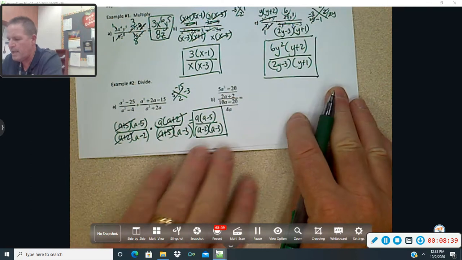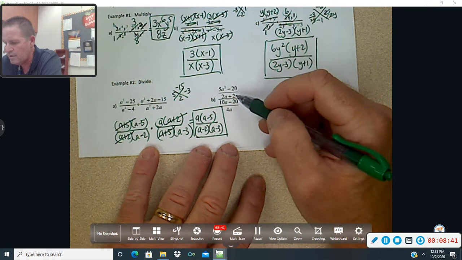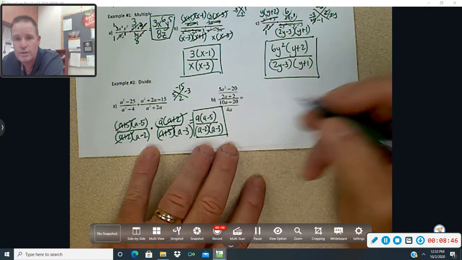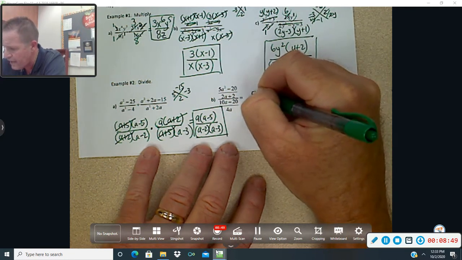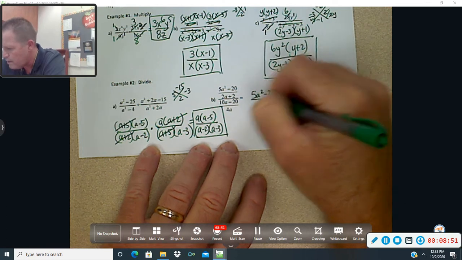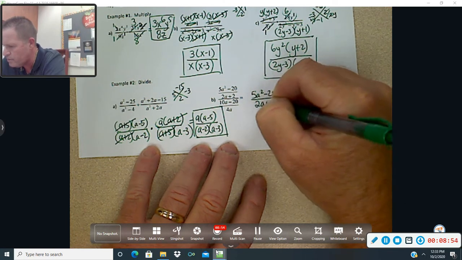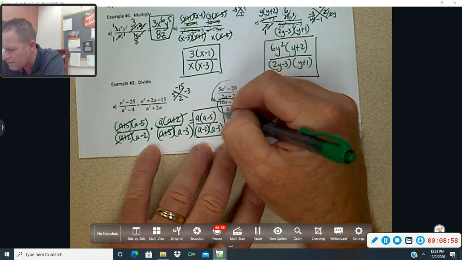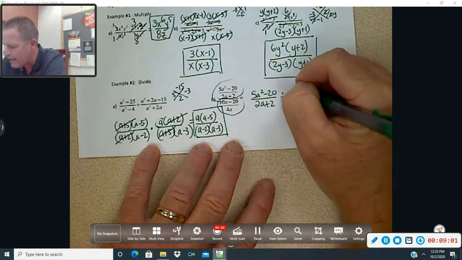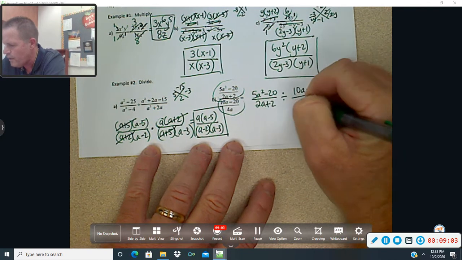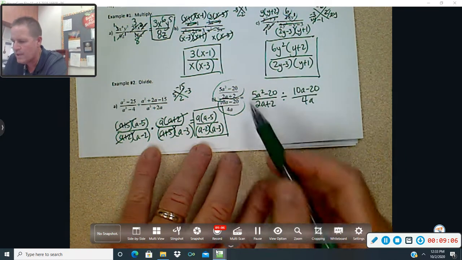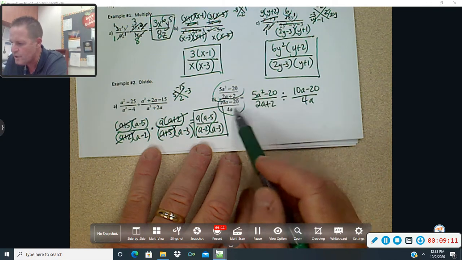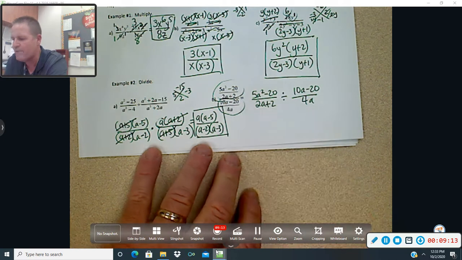All right, now letter B. Crazy, crazy looking. You've got a fraction over a fraction. What you actually have here is 5a squared minus 20 divided by 2a plus 2, divided by this fraction. Again, it's this fraction divided by that fraction. So you're dividing by 10a minus 20 over 4a. So that's where you want to deal with these what are called complex fractions. All right? You want to divide by this bottom fraction.